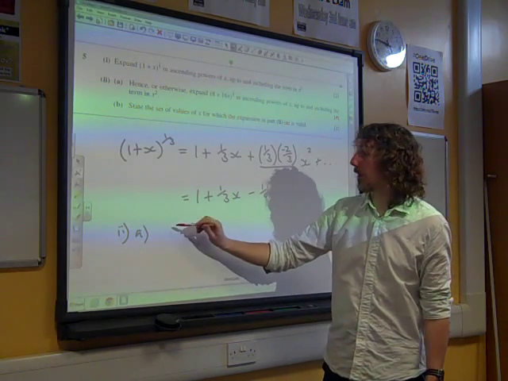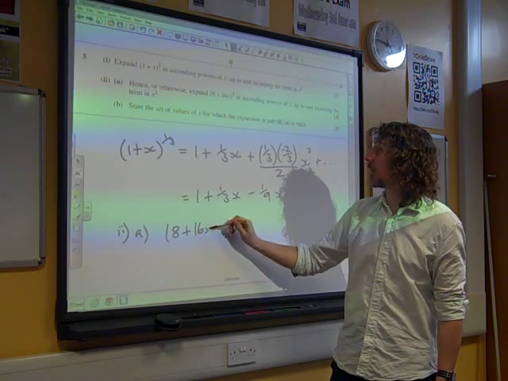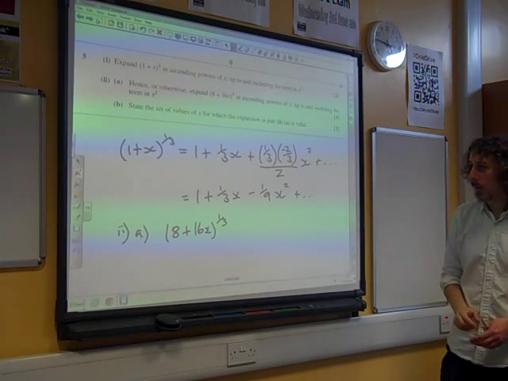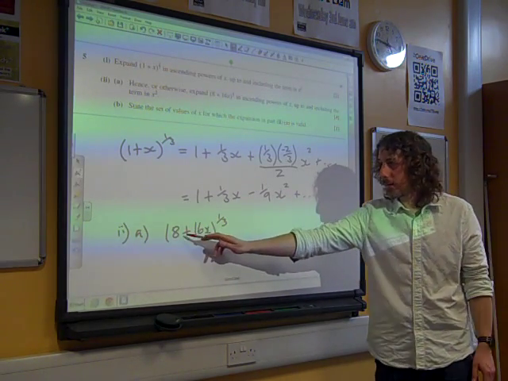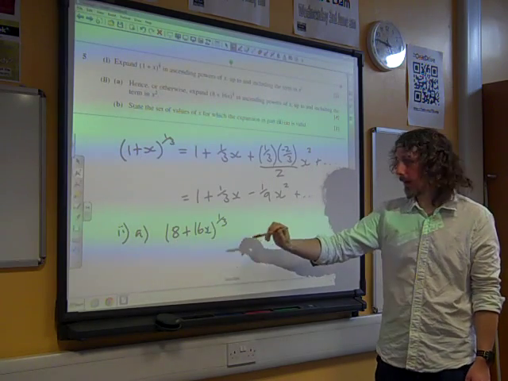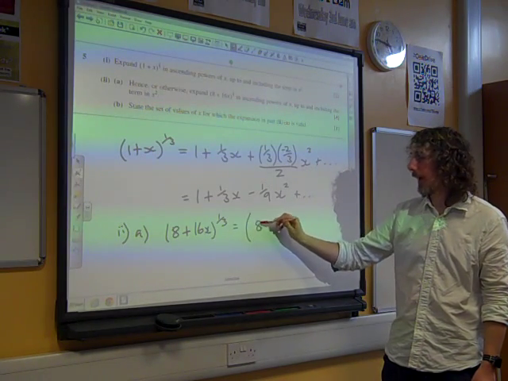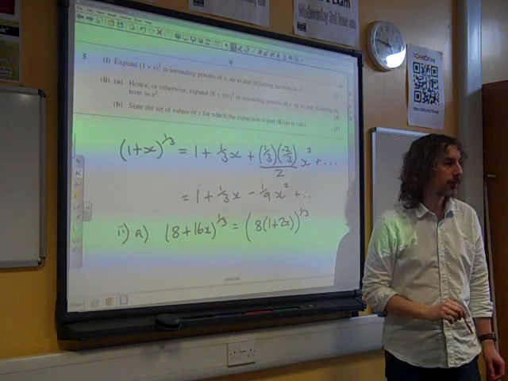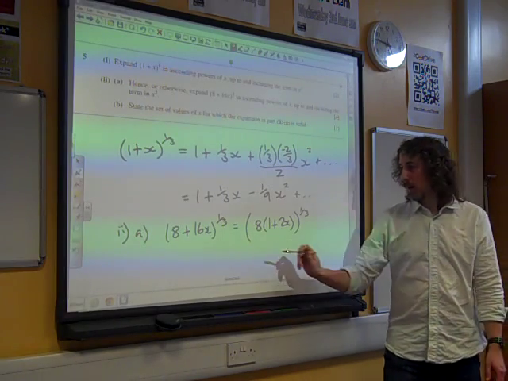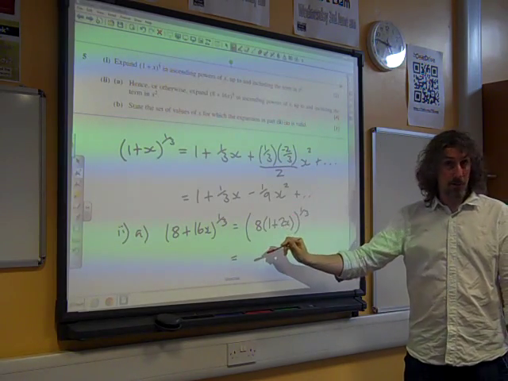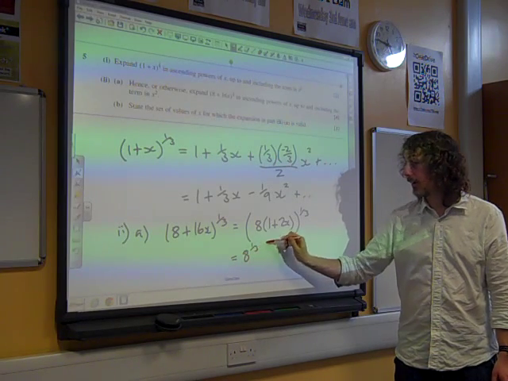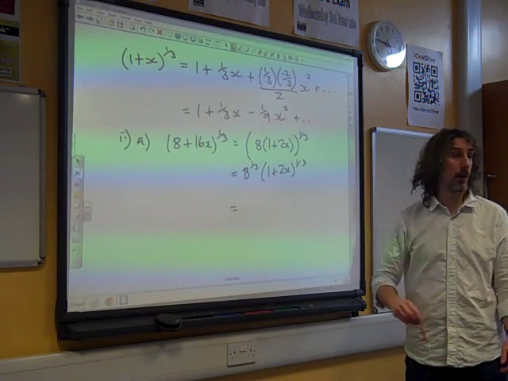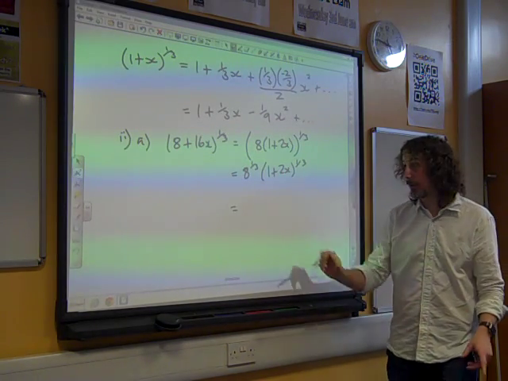This time we've got 8 plus 16x to the third, which is supposed to do the same number of powers. So while checking this through, we've got 8 at the start, so we need to take a factor of 8 out. It becomes 8 lots of 1 plus 2x, all to the third. The third applies to both bits, doesn't it? So that's 8 to the third times 1 plus 2x to the third. And now we get the hence part of this. So 8 to the third is 2.